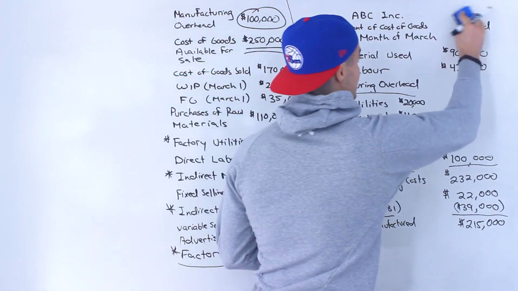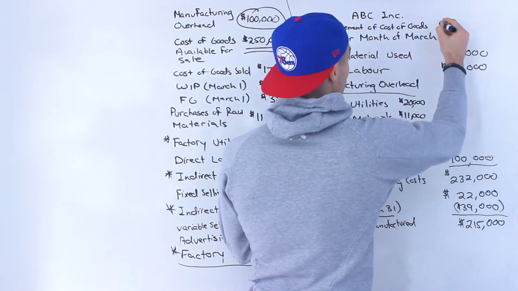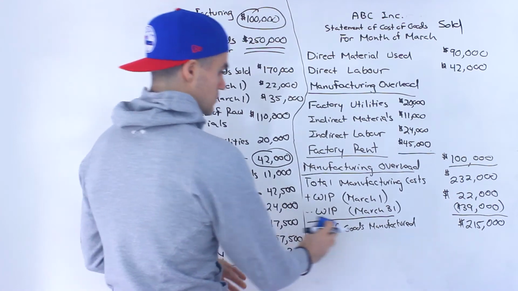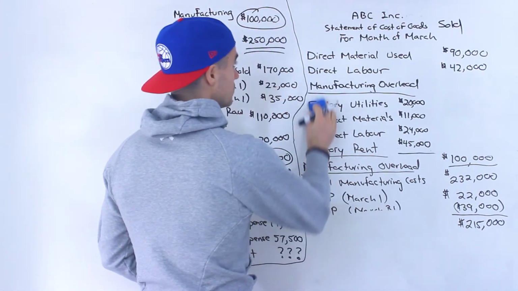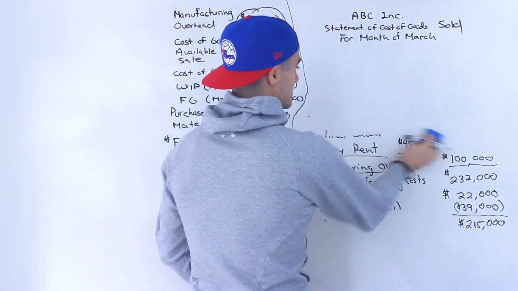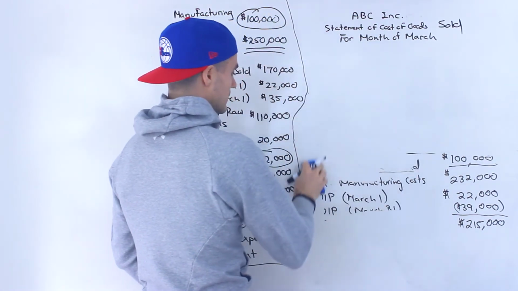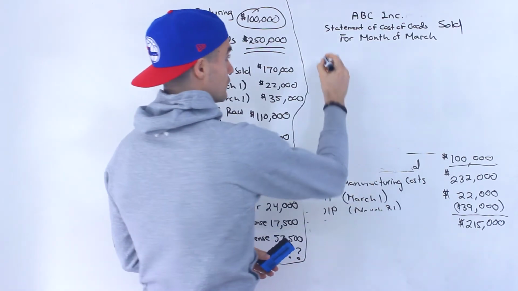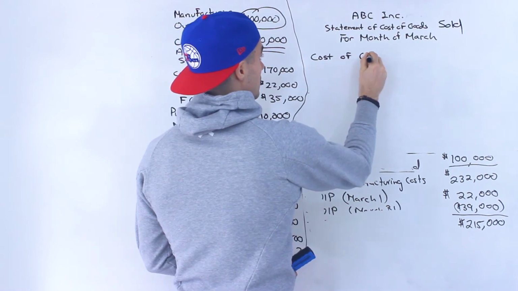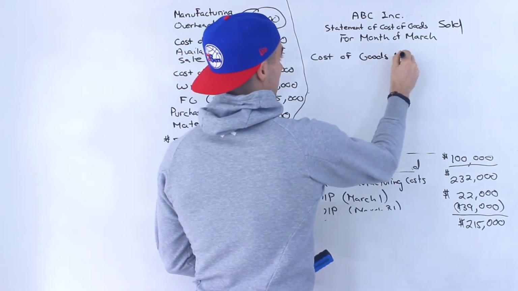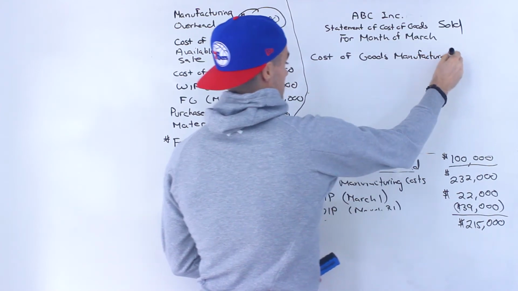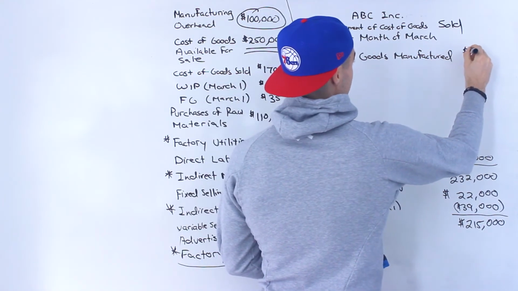Now we also have to make the statement of cost of goods sold. What's nice is that that statement is going to be a lot more simple than this one. What we actually do is the first line on that statement, if you remember, is the cost of goods manufactured. That comes from this statement, which is the 215,000. So we start off with the cost of goods manufactured, which is the 215,000.